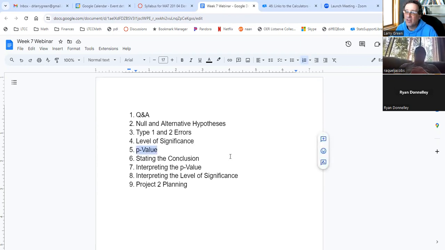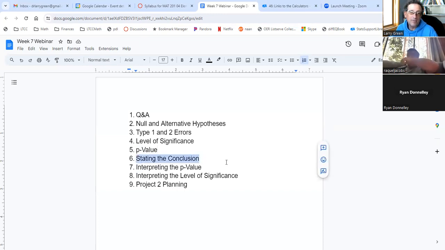Then we'll get into what's called the p-value. Okay, so the p-value is kind of like a measure of rarity. The idea is how rare would it be for this to happen if you were wrong in the first place? And that's going to be the p-value, and it's a probability. P stands for probability, by the way.